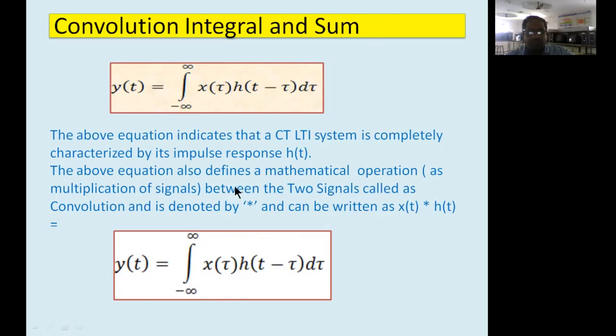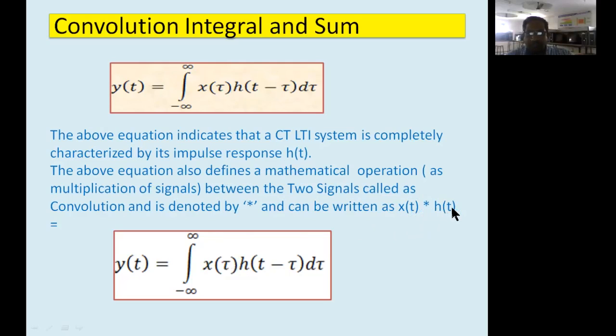So the above equation also defines a mathematical operation between two signals called convolution, denoted by star, and can be written as x of t star h of t is equal to y of t. This star is known as the convolution symbol, which indicates that the two signals are simply multiplied. That means it is a signal multiplication, known as convolution. So it is simply the convolution of signals represented by the star operator.